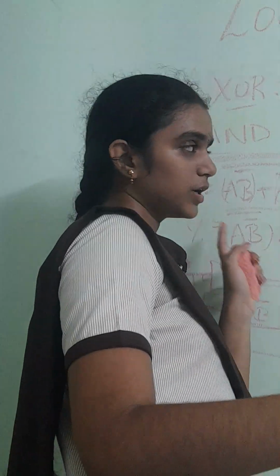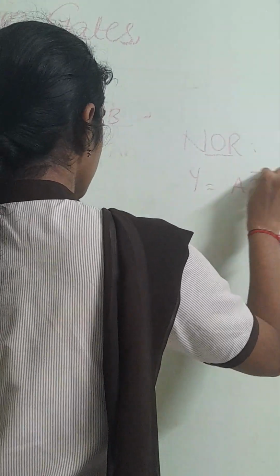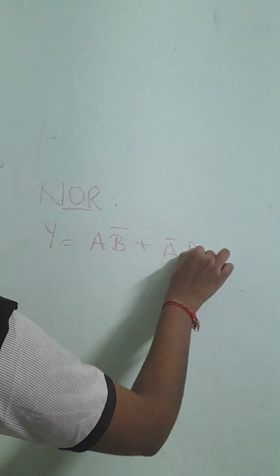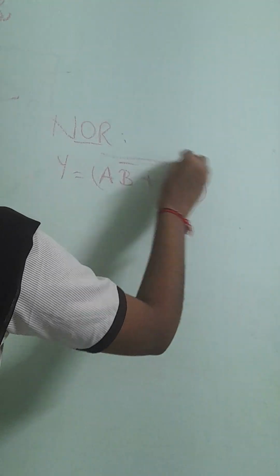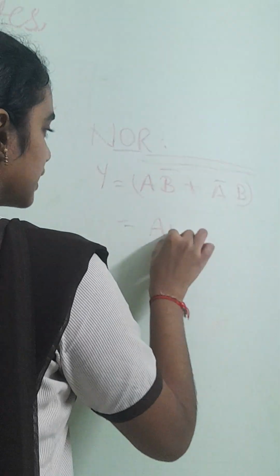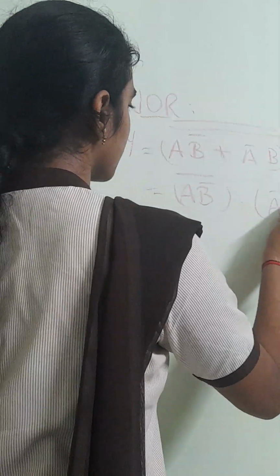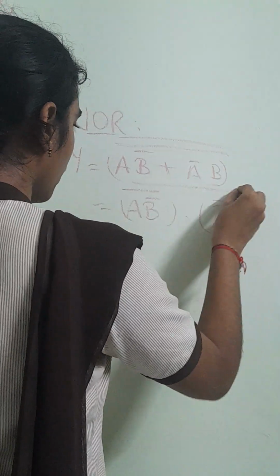Now let's see the conversion of XOR gate to NOR gate. So I will be getting Y is equal to A B bar plus A bar B. Let me take double bar. So as I told you, we can write this using De Morgan's law as A B bar whole bar into A bar B whole bar whole bar.